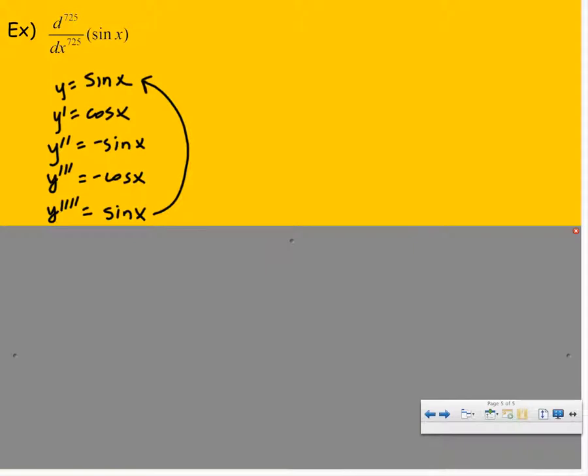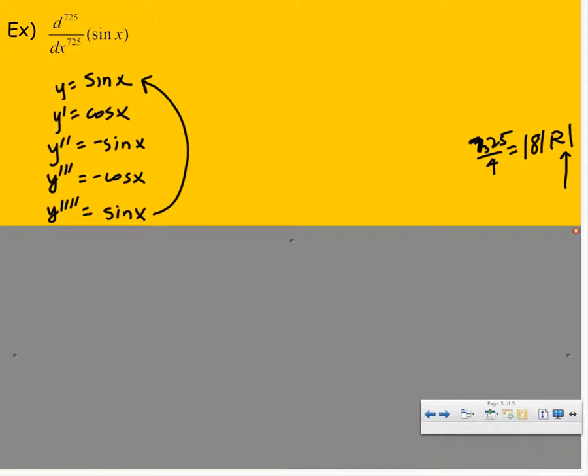Since it cycles every 4, let's take 725 and divide by 4. Let's do that. We would get 181. If we take 725 and divide by 4, we get 181, but we have 1 left over. And what that 1 left over is, it tells you which derivative we're on.